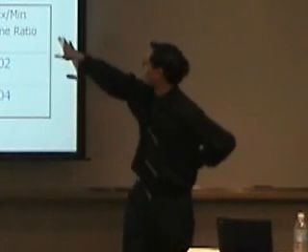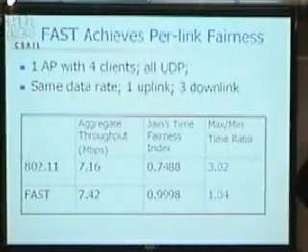What it is measuring is the ratio of the maximum amount of time any client achieves divided by the minimum amount of time any client achieves. Clearly, 1 uplink flow is basically getting the combined capacity of 3 downlink flows. So that's the reason the ratio is roughly 3 for 802.11. But with fast, the ratio is 1.04. That means every link is within 3 or 4%.